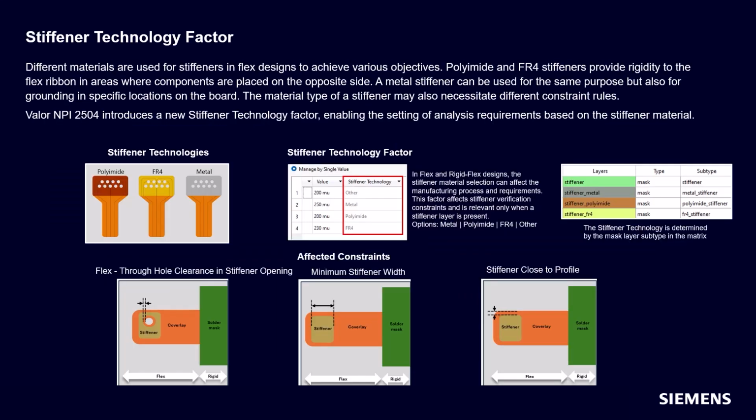Another newly added factor for rigid flex is the stiffener technology factor. Stiffeners can be implemented as different materials: polyimide, FR4, metal, or other. A metal stiffener can be used for grounding or shielding, while the other types of stiffeners would be used to strengthen the board during assembly. Because the different stiffener types may have different constraint values, there is now the option to define the values based on the type. The affected constraints are listed above. The stiffener type is identified based on the subtype of the stiffener layer in the matrix.